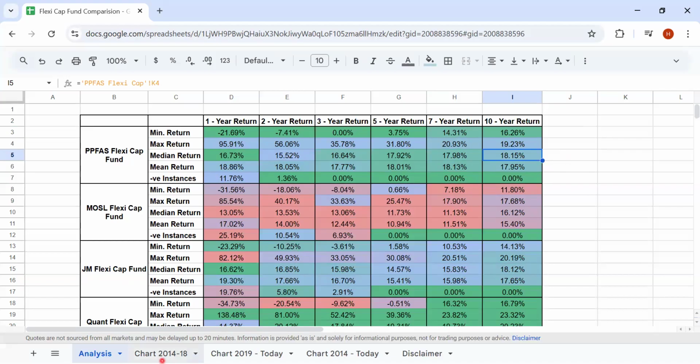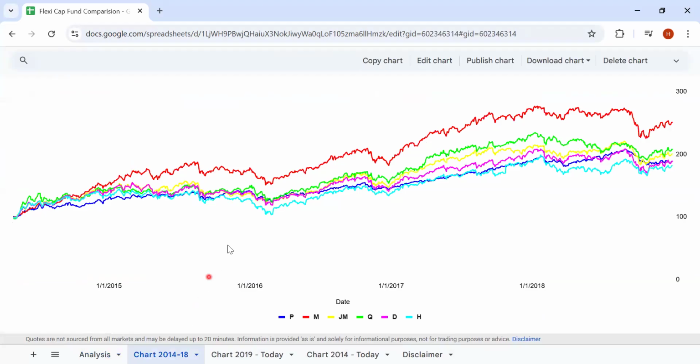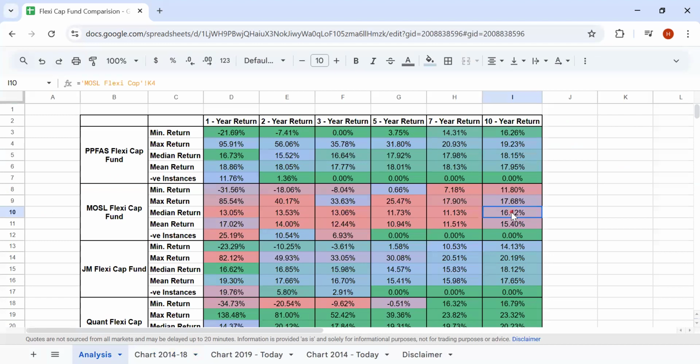Now let's look at the different time horizons. One is from 2014 to 2018, the other is from 2019 to today, and finally from 2014 to today. If you look at it, Motilal Oswal fund has outperformed NAV-wise. But on the rolling returns basis, what you are seeing here is different.